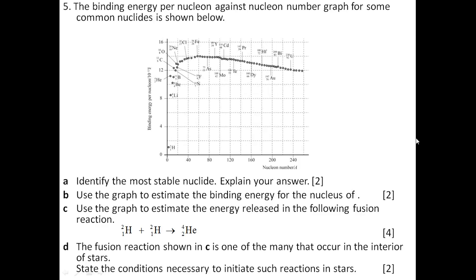Okay, question number 5. The binding energy per nucleon against nucleon number graph of some common nuclides is shown below. So we have all this here. Part A, identify the most stable nuclide. Explain your answer.